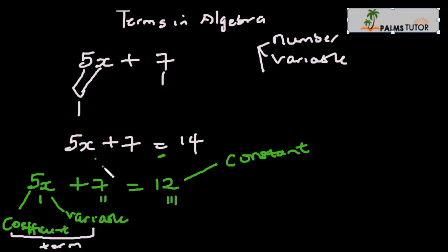So I have a constant here. I have another constant here. There's another term here which has a coefficient and a variable. So this equation has three terms.